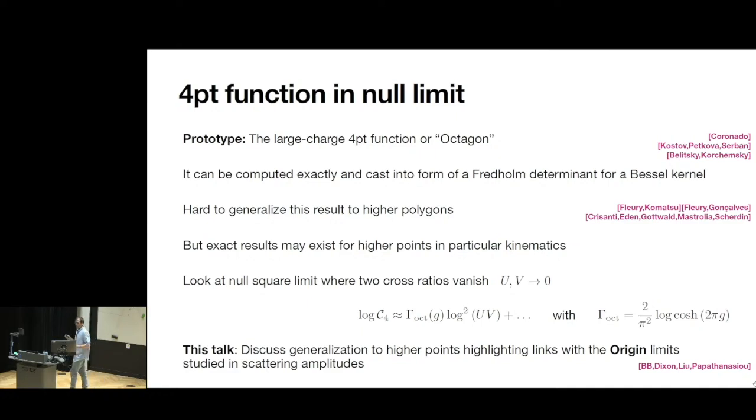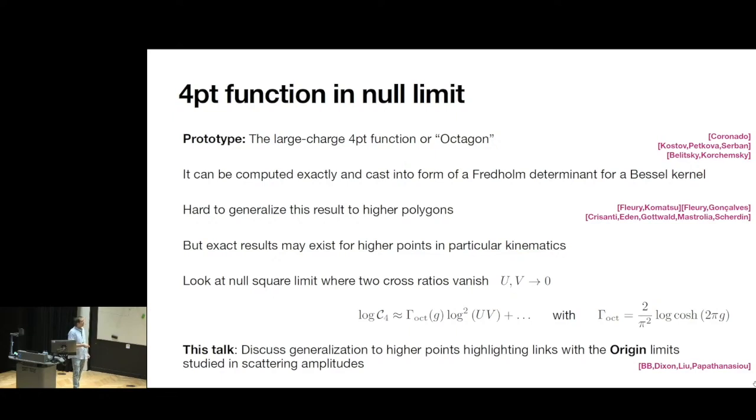Some of these results exist when we go to a particular kinematics. So instead of trying to do generic kinematics, which may be too ambitious as a starting point, we may try to find some corner of the kinematic space where things want to simplify and perhaps tell us something about the resummation technique we should find.